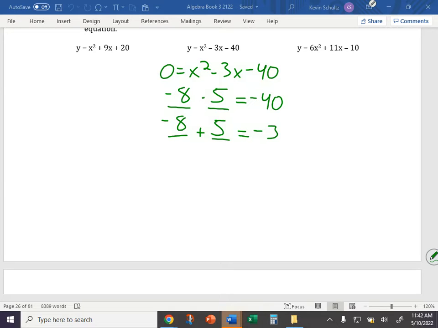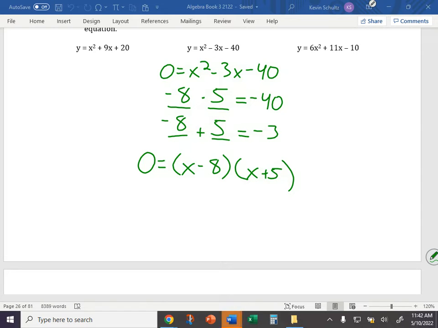So, in our parentheses now, again, we have two sets. Each one gets an x. In one set, we've got a negative 8. The other set, we have a positive 5. In PO51, that's where you stop because your only job was to factor it.